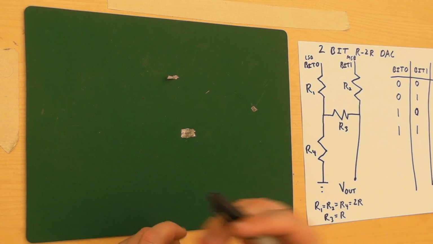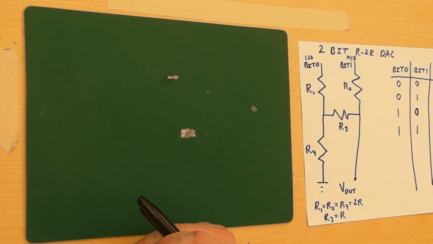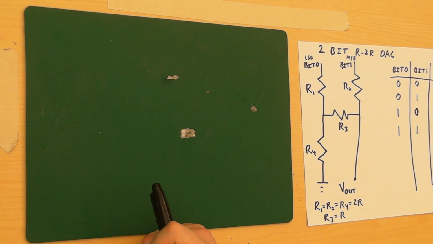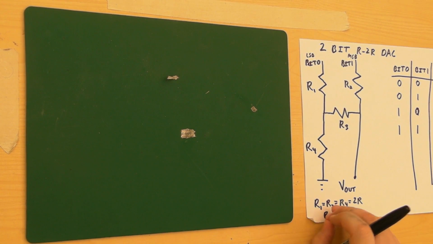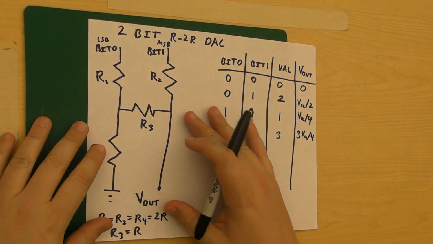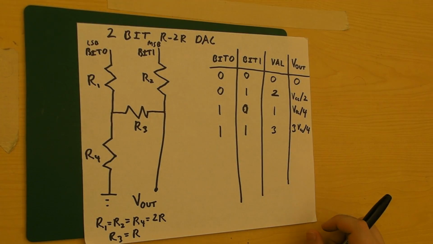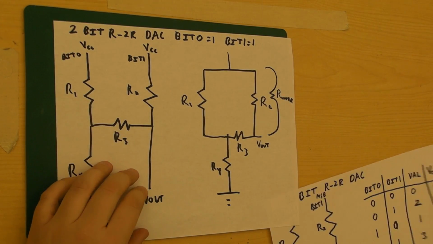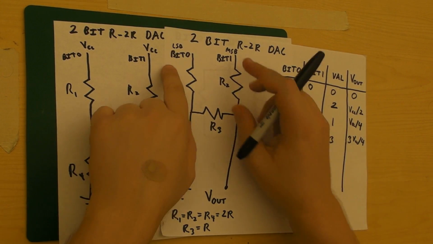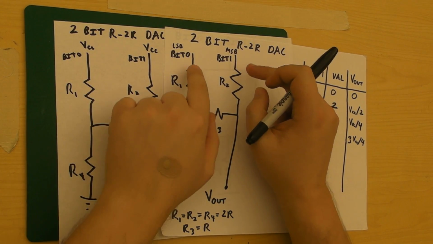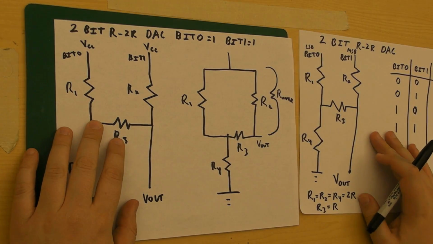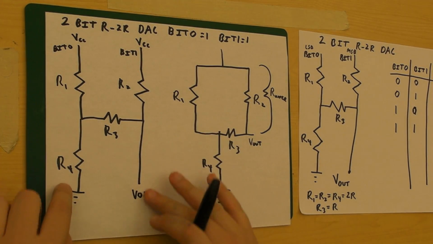So now let's see what happens when both bits are on in our 2-bit R2R digital analog converter. Well, from our circuit, we can convert this into this circuit here. Basically, these 2 bits, these 2 pins from our microcontroller, now have VCC on them. Okay, so our circuit now looks like this.